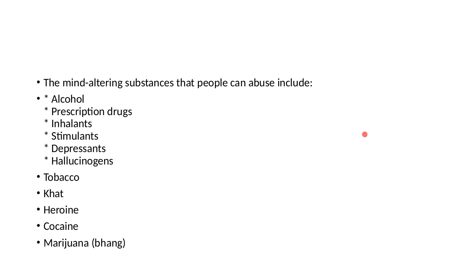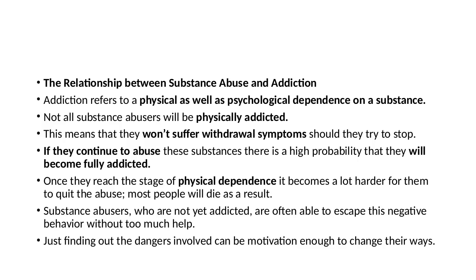The mind-altering substances that people can abuse include alcohol and prescription drugs. Yes, the normal drugs that are prescribed by a doctor, but when you overuse them, you're abusing drugs. Then we have inhalants, stimulants, depressants, and hallucinogens. Some of these drugs are normally used in a normal way, but when you misuse them, you end up abusing them. We also have tobacco, crack, heroin, cocaine, bang, and many others you're going to see.